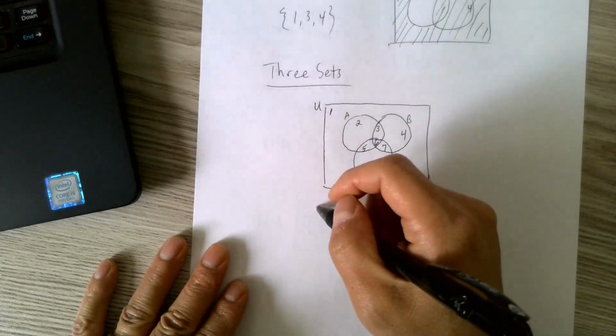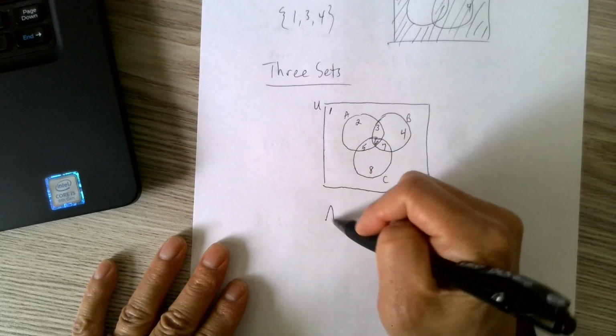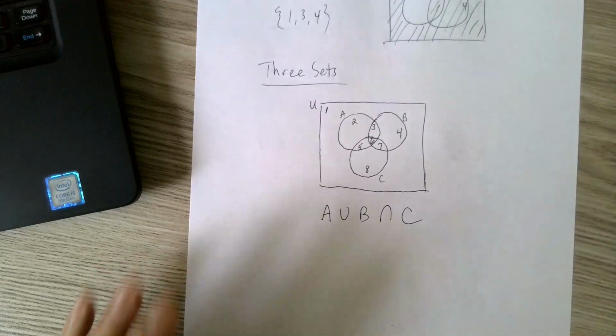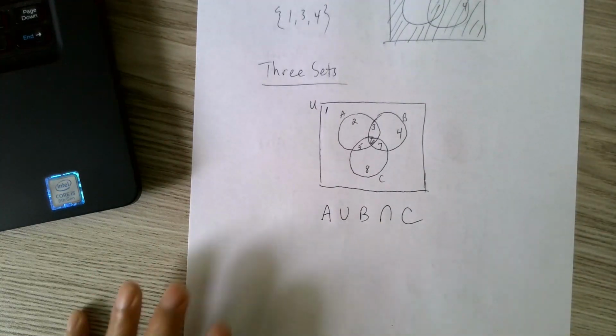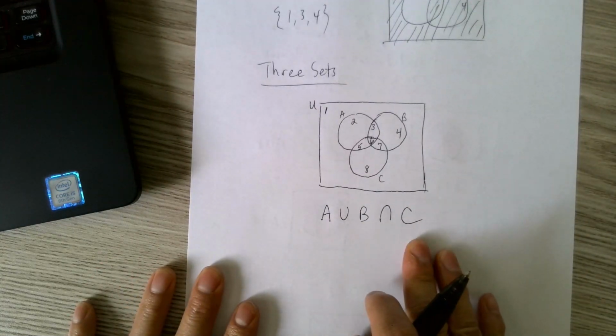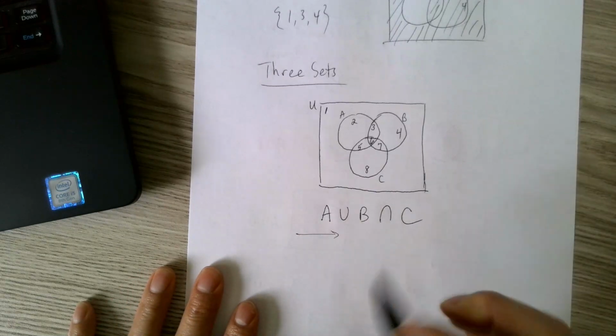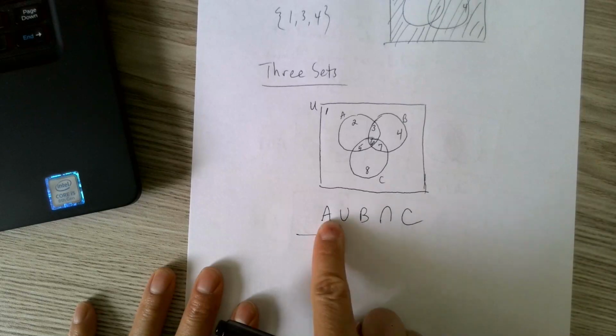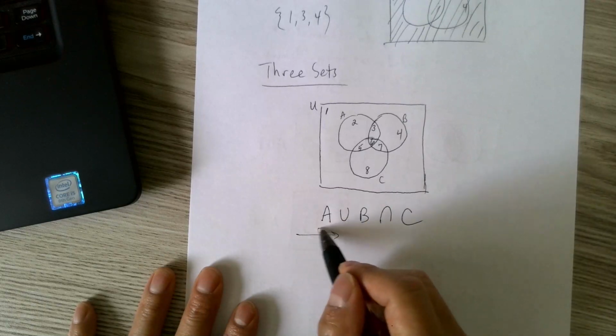Okay, so let's try to find this. A union B intersection C. Okay, there are no parentheses. So we just move left to right. Order of operations, left to right. Which means I will do this first. The A union B part.